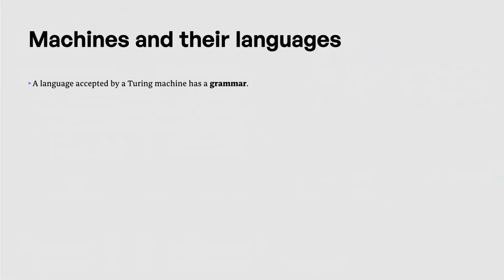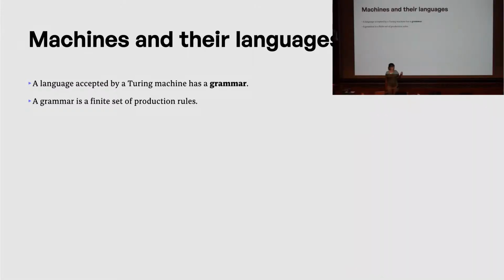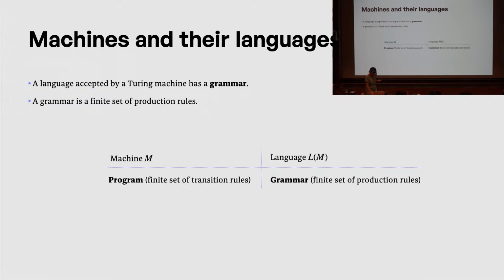Okay, so now I'd like to tell you why I like languages, why I think this is insightful, and why I am saying all of that. Because I think they provide another perspective on the same kind of things that I'm trying to say here. Namely, a language accepted by a Turing machine has a grammar. A grammar here in this talk is just a finite set of production rules. Again, it is a grammar of a formal language, which is a lot easier than a grammar of a natural language, as usual. So we have kind of this dual description.